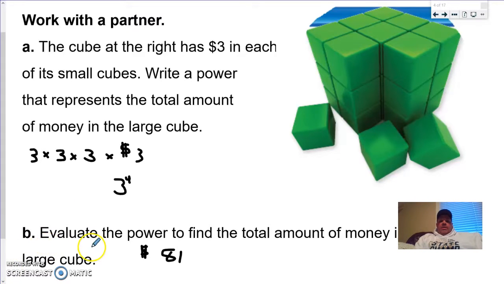Notice our next question says evaluate the power. Evaluate just means to figure out the answer. So we take 3 to the 4th, which is 3 times 3 is 9, times 3 is 27, times another 3 gives us $81. So in that cube, there are $81.